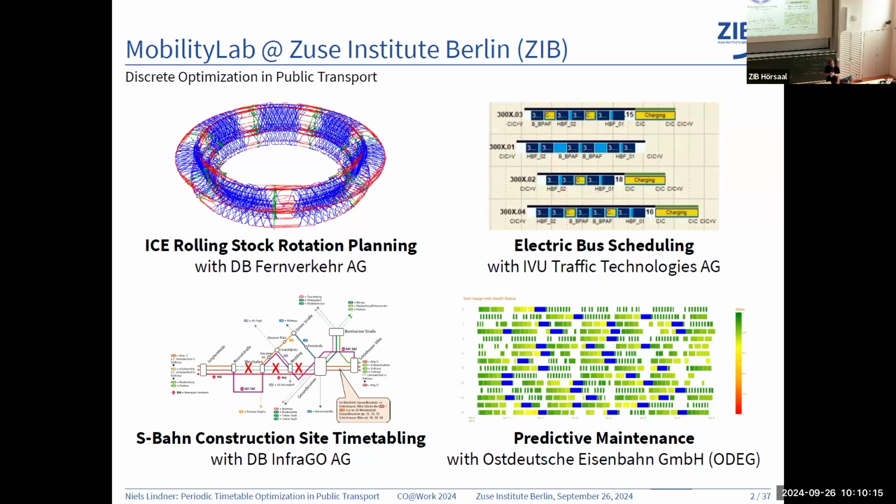So line planning in Karlsruhe was a little time ago. That's why it's not on the slide. We're doing things that have to do with public transport companies and railways. One thing, for example, is the rolling stock rotation planning for the ICE trains in Germany. These are the high-speed trains. And the question is basically, given the timetable of the trains, how do we actually put physical trains onto the trips? How do you do that in an efficient way?